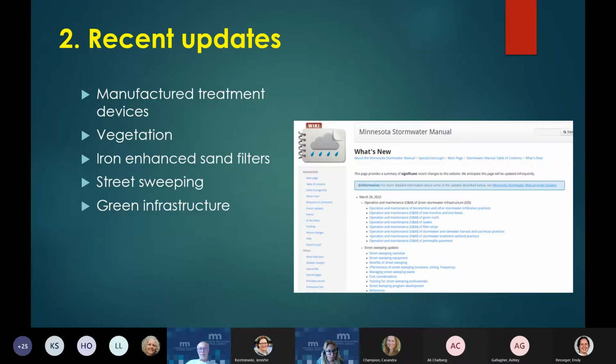You can always find what's new in the manual too by going on that left toolbar I talked about, and there's a what's new section. We don't update it all that frequently, but whenever we have enough material to justify going in and updating it, we do that. You can see the most recent update was done on March 28th, and we're probably due for another one pretty soon here. Next slide.